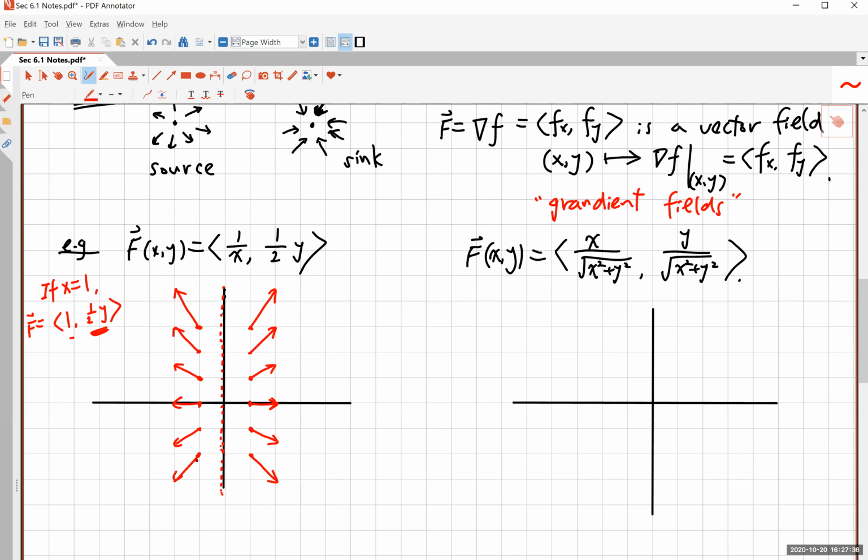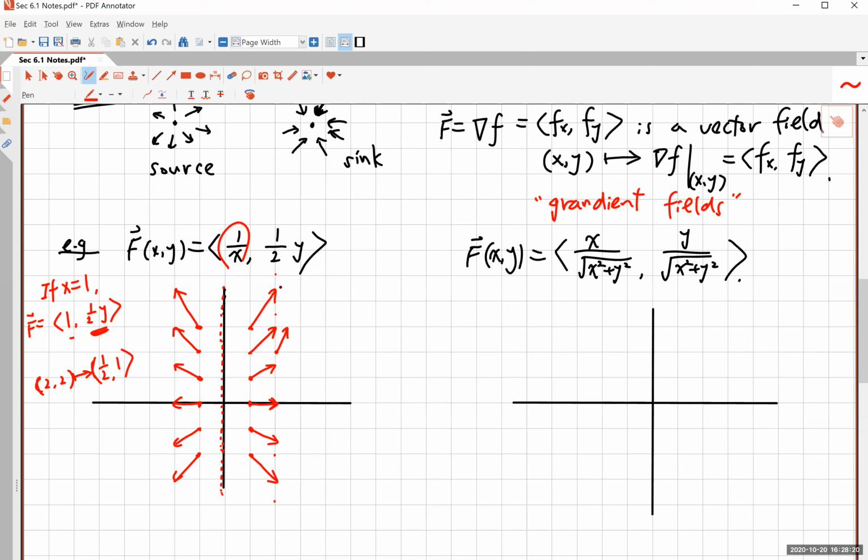So this is 1. And then maybe you can try when x is equal to 2. Here is the point (2, 2). What is the output at (2, 2)? Well, it's going to be 1 over 2, and then 1/2 times 2, which is 1. So at this point, it'll be (1/2, 1). It'll be like this. At all of these points where x is equal to 2, the first component will be 1/2, so it'll start to look this way.